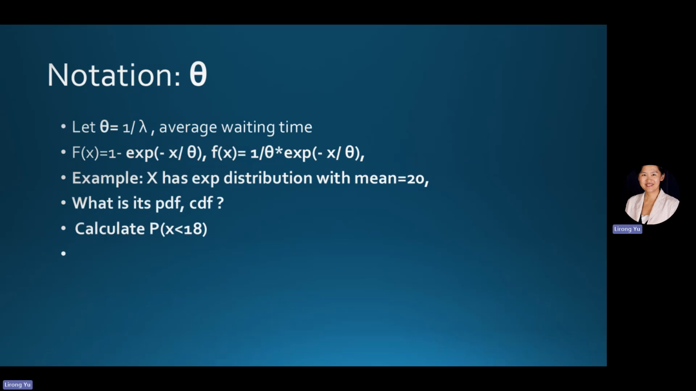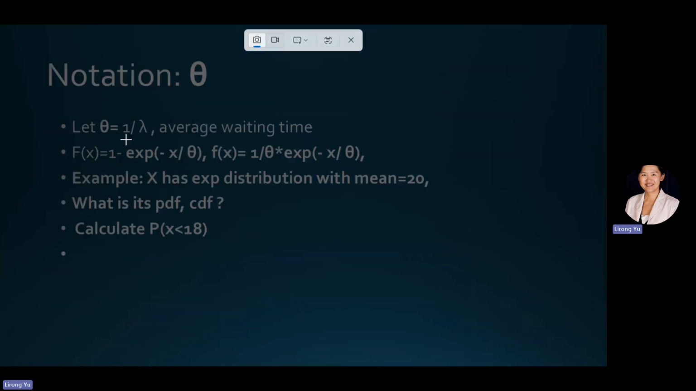So if x has an exponential distribution, then the waiting time will be 1 over lambda, or theta will be the average waiting time. Okay, so for example, let's say some variable x has an exponential distribution, the mean equal to 20. By 20, we mean theta equal to 20. So with that, what was the density function? What was the CDF? And then we were able to calculate the probability x less than 18.